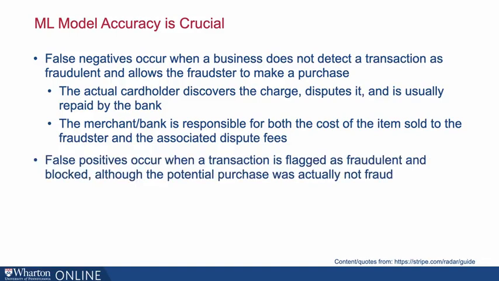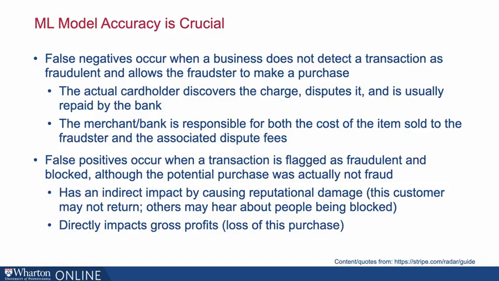The other possibility is a false positive. This occurs when a transaction is flagged as fraudulent and is blocked, even though the potential purchase was actually not fraudulent. In this case, the challenge is that it affects the customer experience because a transaction was blocked even when it was not fraudulent, and it might affect customer retention in the long run. So in short, it is very important for companies to make sure that their machine learning algorithms for fraud detection are highly accurate with low false positives and low false negatives.